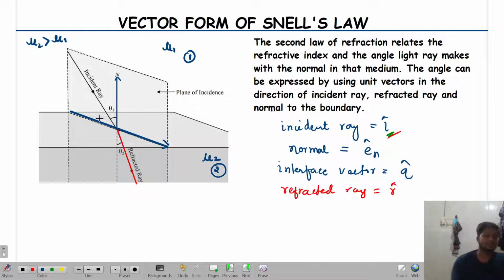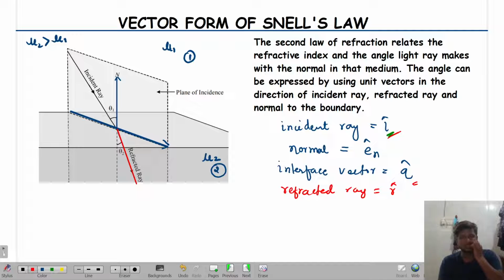Interface vector means we are trying to represent the plane of the interface by some unit vector. Got it or not? This interface has some plane over here, or not? This is like the plane of the light ray. The particular vertical plane which the light ray makes with the normal is called the plane of incidence. But even the interface is going to have some kind of plane, or not. So we are representing the plane of the interface by some kind of vector q cap. Got it or not?